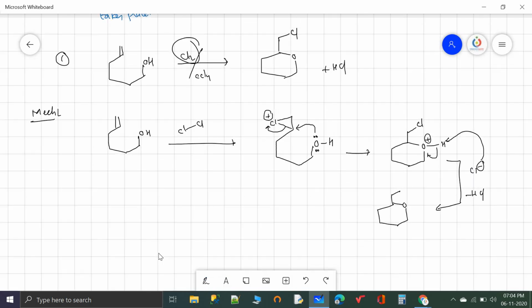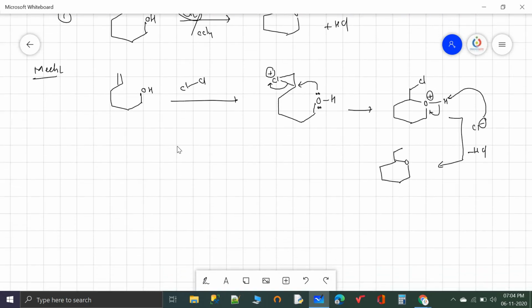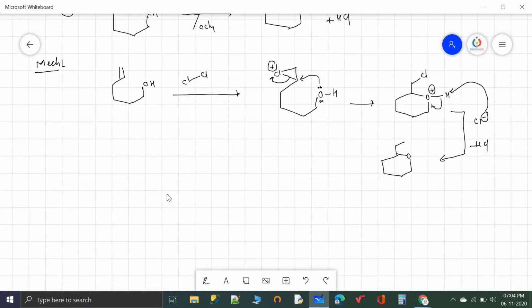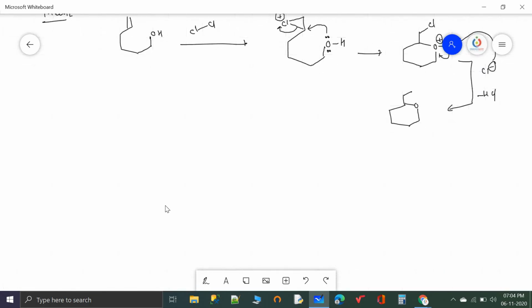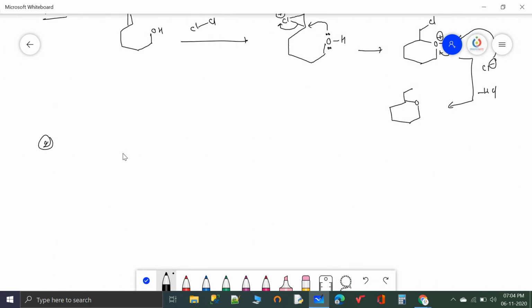So if any unsaturated compound contains a nucleophile, meaning it has a lone pair of electrons or a negative charge, whatever it may be, all nucleophiles, then immediately it will attack. I will take two more examples also here. Second example is, just see.